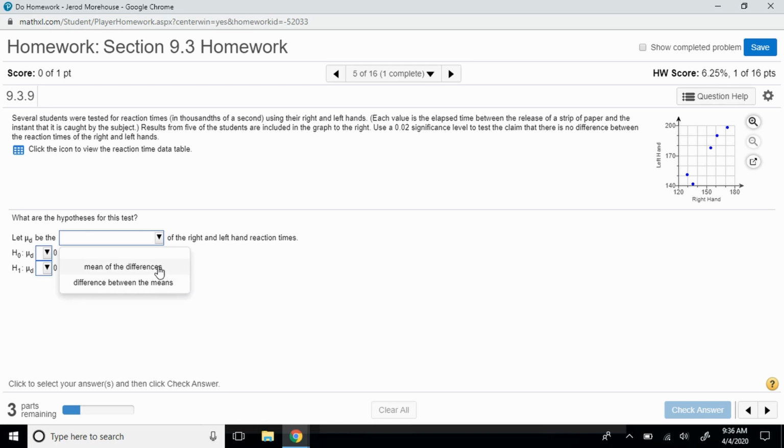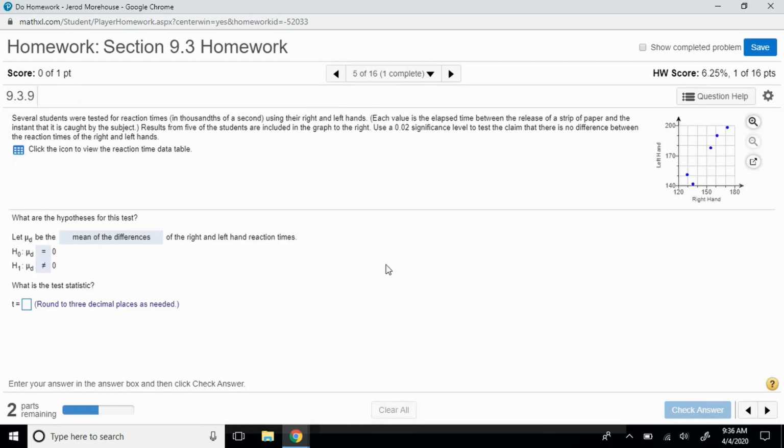Here, we're looking at the mean of the differences themselves. So we're going to select the mean of the differences of the right-hand and left-hand reaction times. Our null hypothesis is always an equals to, and they already have a 0 in there as well. Now they want us to test the claim that there's no difference between the reaction times. So they're not saying one is greater than the other, they're just saying not equals to. Let's check that answer. Awesome.